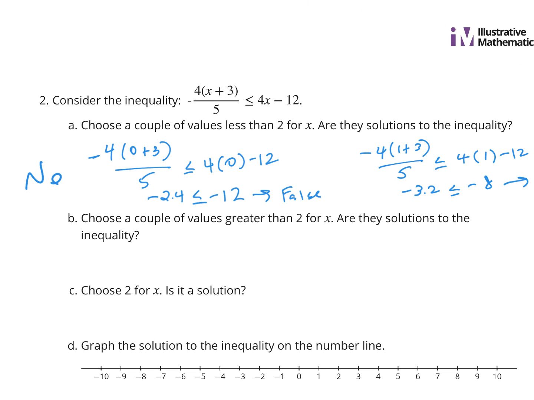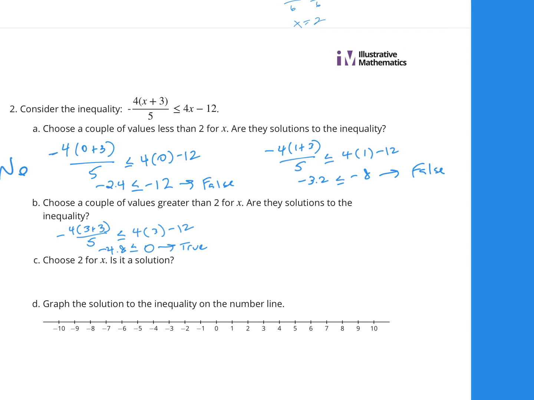Now, let's check numbers greater than 2. So let's just go ahead and do 3. We have negative 4 times 3 plus 3 all over 5 is less than or equal to 4 times 3 minus 12. 3 plus 3 is 6. Negative 4 times 6 is negative 24. Negative 24 divided by 5 is negative 4.8. And then 4 times 3 is 12. 12 minus 12 is 0. In this case, yes, this is a true statement, so that's good.